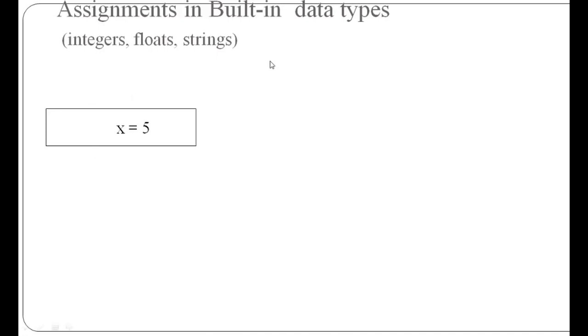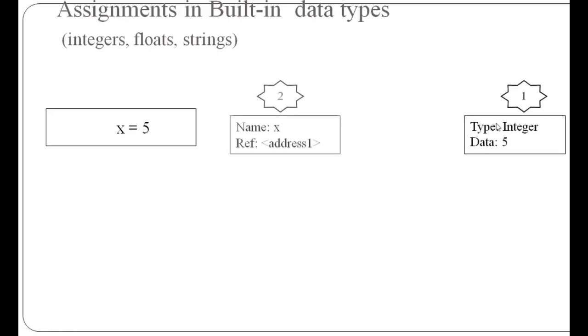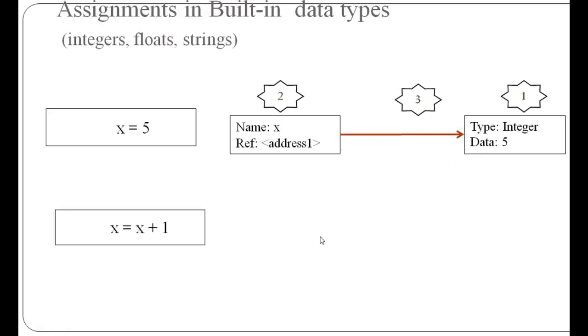However, let us look at how assignment occurs in built-in data types. For integer, float and strings, I have an x variable assigned to 5. But in Python, this 5 will be treated as an integer object and a reference from x is placed on 5. So an integer object is created and then a reference is made from x to that integer object.